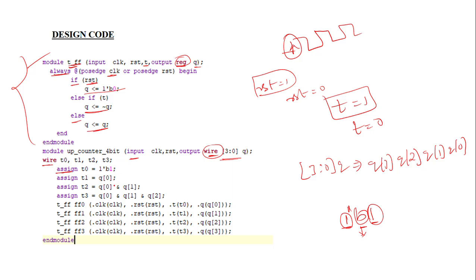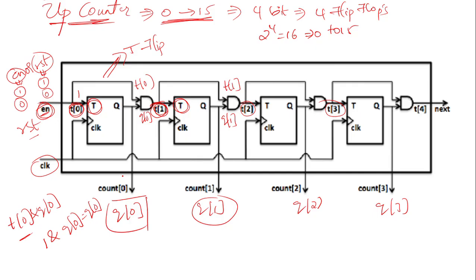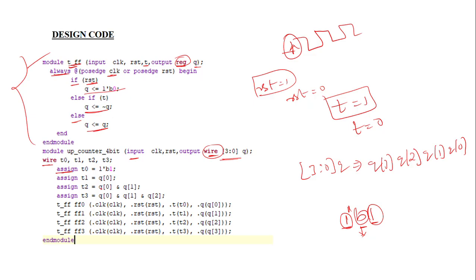So assign T1 equal to Q of 0. I already said that. How are we getting T of 1? By taking T of 0 and ANDing it with Q of 0. T of 0 is nothing but 1, so 1 AND Q of 0 is nothing but Q of 0. That's why we simply give the code Q of 0.